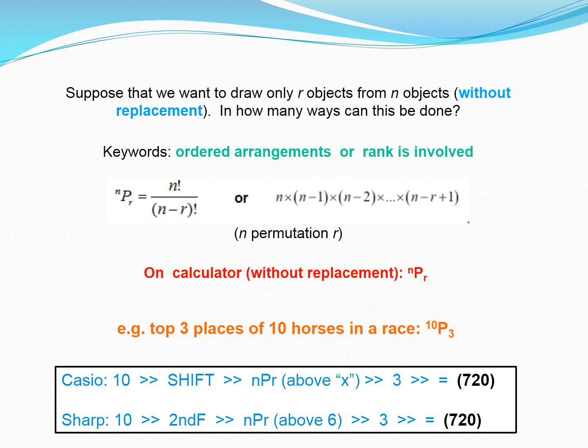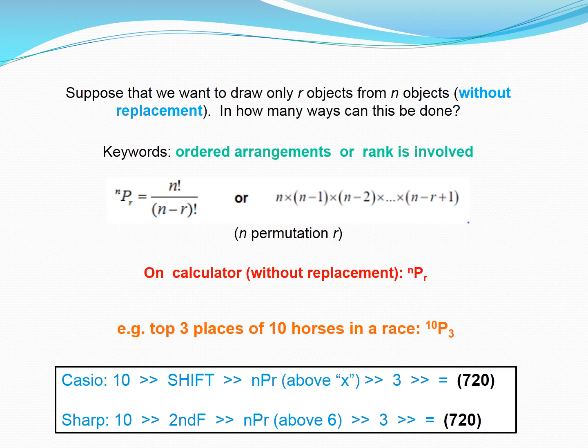So on the Casio, you will input 10, then you press shift, and then you locate your function above the multiplication sign, and then you press 3, and then equals, so you will have 720 permutations in total. Or for the Sharp calculator, you will input 10, then you press second function, you locate your function above the digit 6, then you enter 3, and then you press equals, and you will also have 720 permutations.